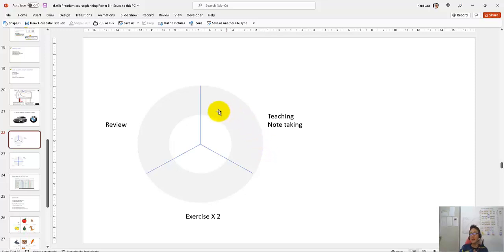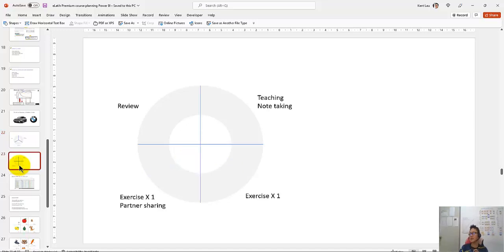You can also divide it into four parts, and that's why I call it the BMW method. Teaching and note taking for 15 minutes, and then the next 15 minutes exercise, and the next 15 minutes exercise plus partner sharing, and the last 15 minutes review.